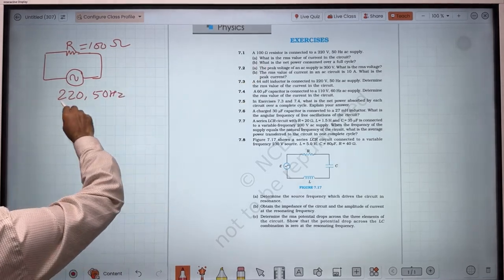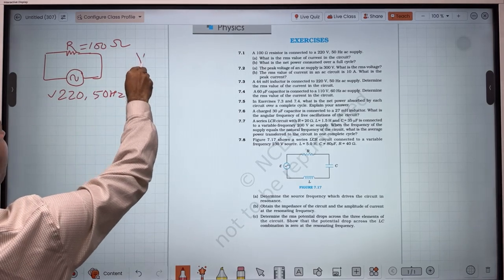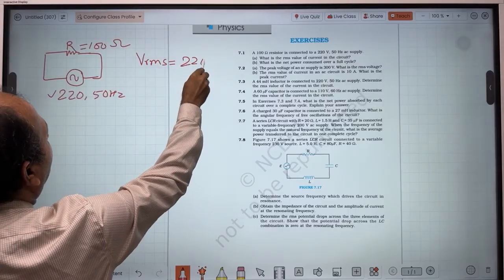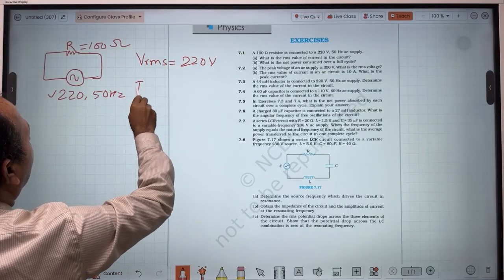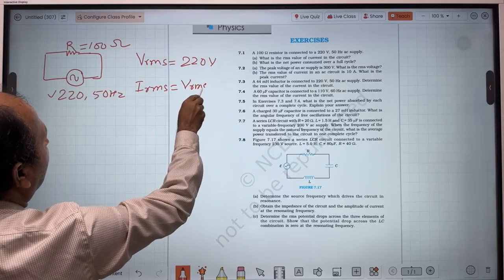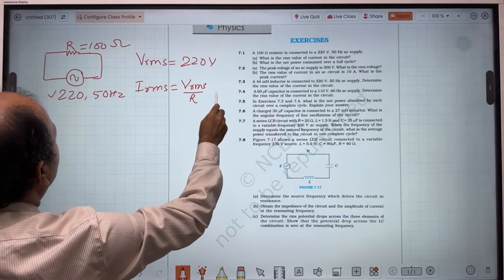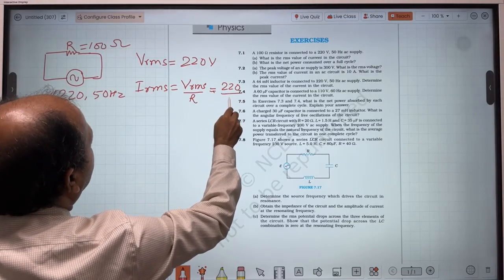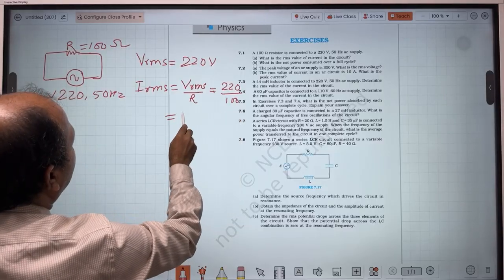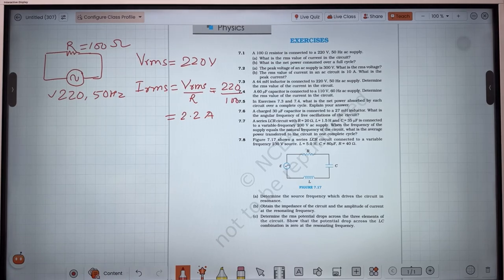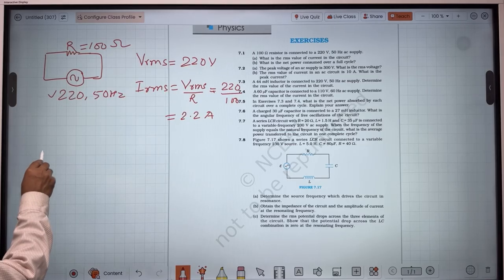So here this is RMS voltage. VRMS is given as 220 volt. IRMS will be VRMS divided by resistance. So VRMS is 220 divided by resistance, which is 100 ohm. So this will give 2.2 ampere. Right. Up to here there is no problem. So this is IRMS. Now power consumed.